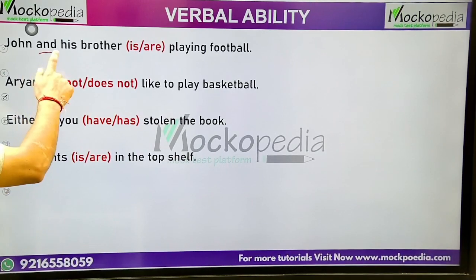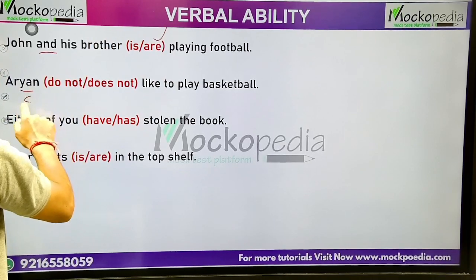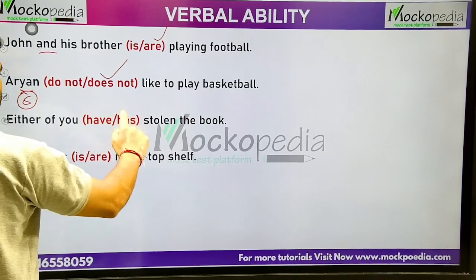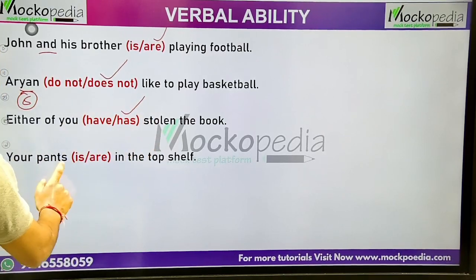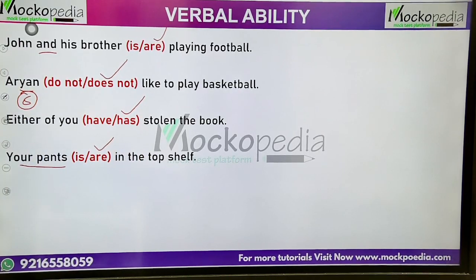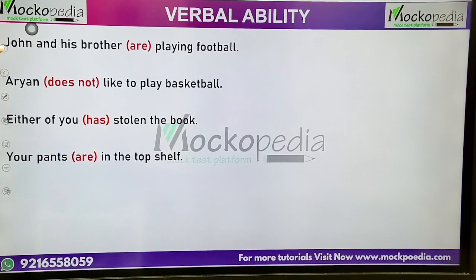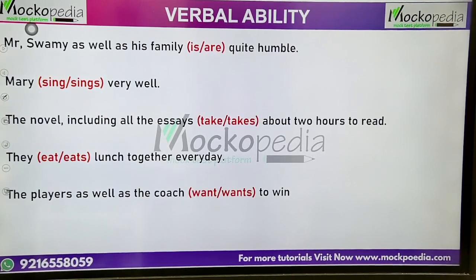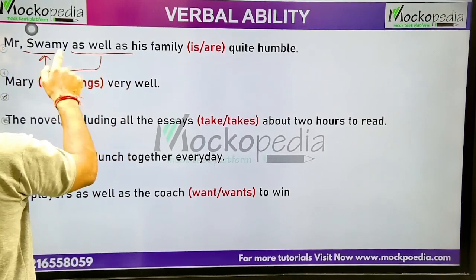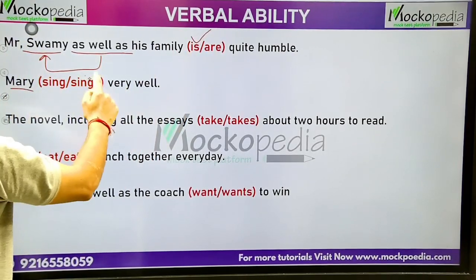Now let's try a few more. John and his brother joined by and, plural, that is why are. Aryan, singular, does not. Either of you has; your pants are in the top shelf, right? You can cross check your answers. Mr. Swami as well as his family. When we talk about as well as, ignore it, and Swami singular, that is why is. Mary singular, that is why sings.